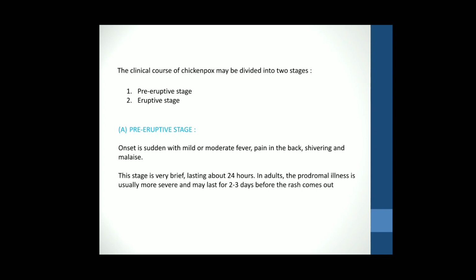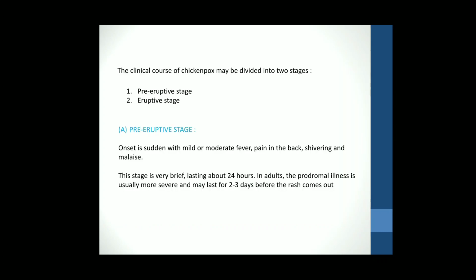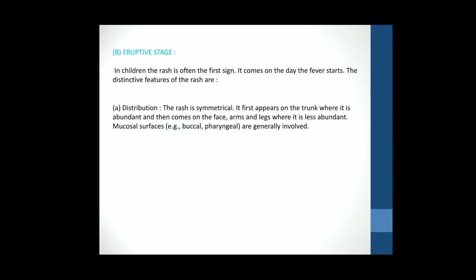What appears? Mild to moderate fever, pain in the back, and shivering and malaise. The patient may have shivering as well as body aches. This stage is very brief, lasting about 24 hours. It is very short. In adults, the prodromal illness is usually more severe and may last for 2 to 3 days, whereas in children this pre-eruptive stage is only for 24 hours. It is more severe compared to the child, before the rash comes out. What is the eruptive stage?